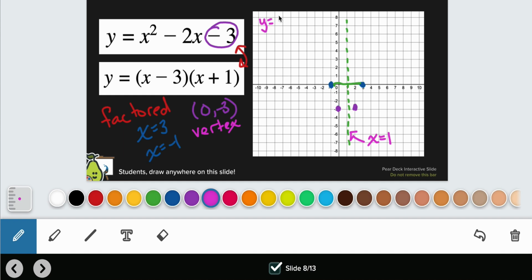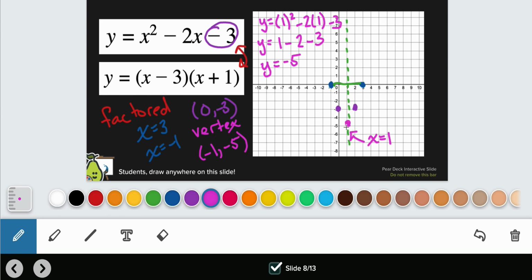Y equals 1 squared minus 2 times 1 minus 3. That gets me y equals 1 minus 2 minus 3. And this simplifies to -5. So when x is equal to 1, I'm going to get a -5 for my answer, which means the vertex is going to be right here.